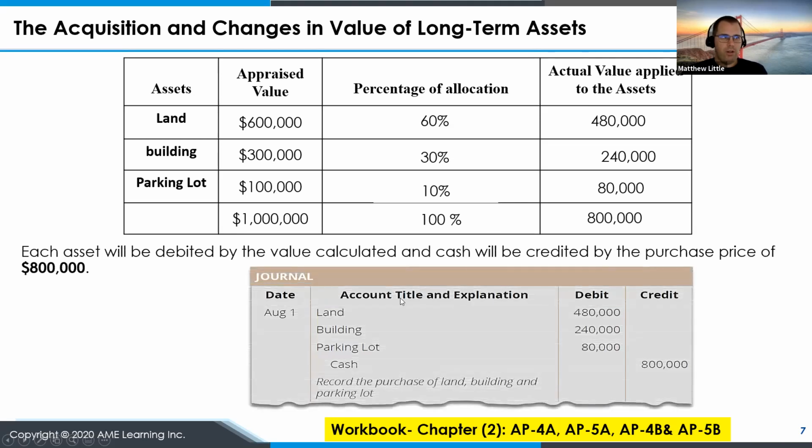So in this situation, our journal entry to record this transaction, we're assuming we paid cash at this point. So our credit to cash for $800,000 with debits to our three asset types based on the allocation provided using the appraisal allocation. $480,000 to land, $240,000 to building, and $80,000 to the parking lot.